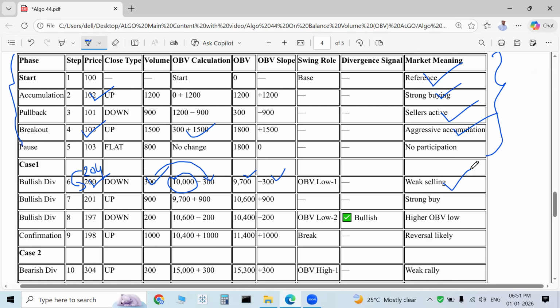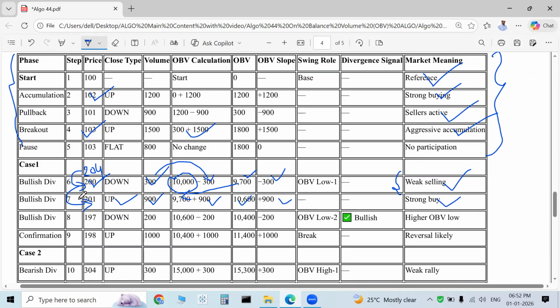Okay, now the price from 200 again increased to 201. That means the price is up. We are going to add the volume to the previous value. So this is the OBV. We are going to add this 900, so the new OBV is 10,600. Now the slope has become positive, so we can say strong buying is happening. Here the selling became weak. Here strong buying is happening.